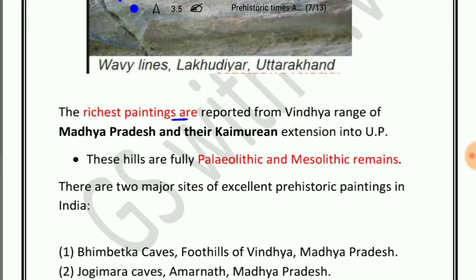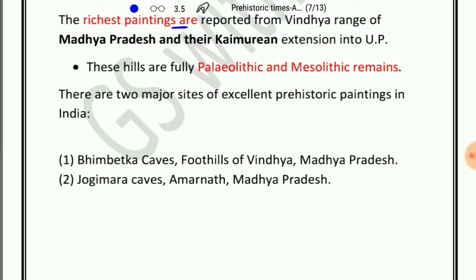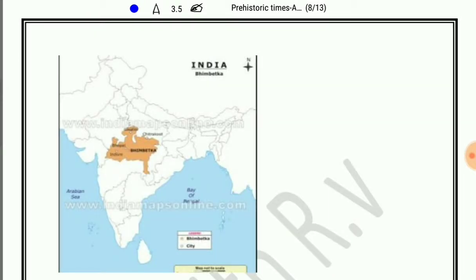If we talk about the excellent prehistoric examples of paintings, then we will basically study the Bhimbetka caves, which are in the foothills of the Vindhyas in MP, and the Jogimara caves, which are again in Madhya Pradesh. Let us look at the location. This is the Bhimbetka cave, which is in central India in Madhya Pradesh.